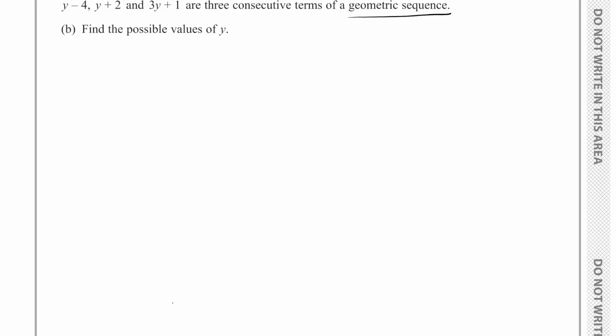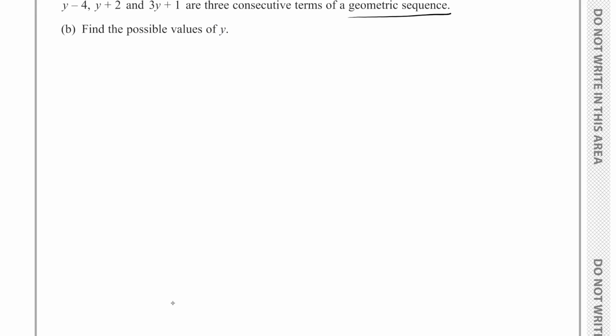So if the first term was 2 and the common ratio was 3, to get from one term to the next, we times by 3. So it'd be 2, then 6, then 18, and then 18 times 3, which is 54, and then 54 times 3, and so on. So you multiply by the same thing every time.